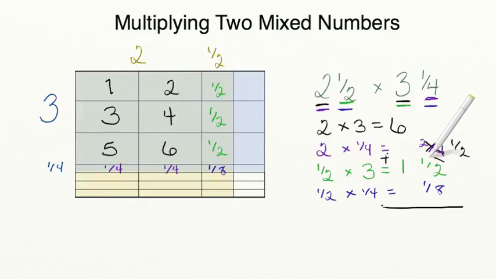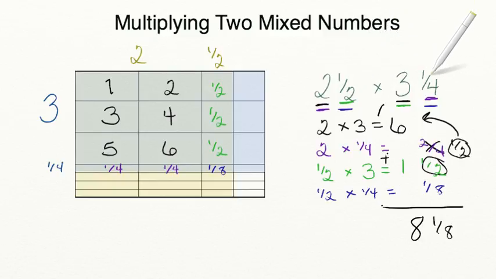So we can actually take these 2 halves and regroup them into 1 whole. So now we just have 1/8. And 6 plus 1 plus 1 equals 8. So 2 1/2 times 3 1/4 equals 8 1/8.